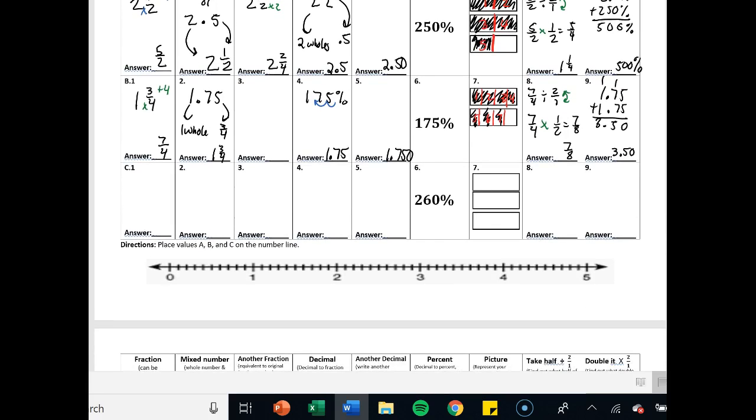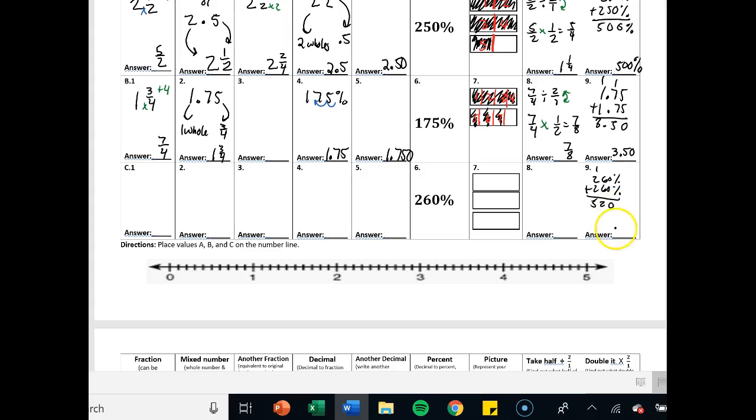And finally, last row, 260%. Again, what's the easiest thing for you? You know what? Maybe doubling it is the easiest thing right off the bat. 260% plus 260%. It's all up to you. You pick what you want to do. Choose your own adventure almost.